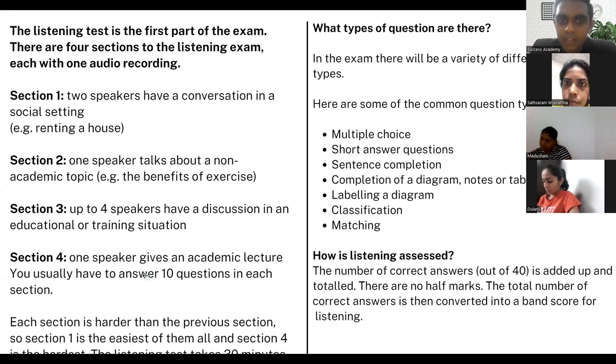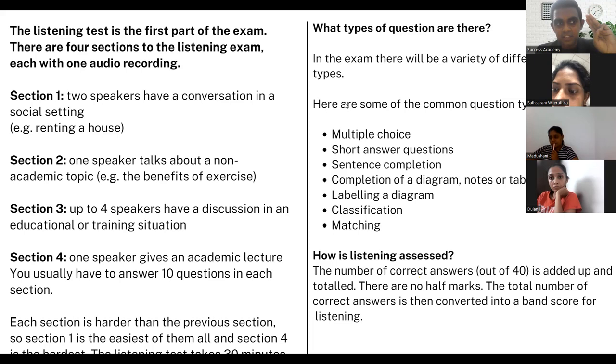Clear? There are no breaks at all. All right. Okay. Now, you might be wondering, at the beginning I said the exam is 2 hours and 40 minutes, right? The writing test and reading test are 1 hour each. That's 2 hours. The listening test is 30 minutes. So that's 2 hours and 30 minutes. So where does that extra 10 minutes come from?